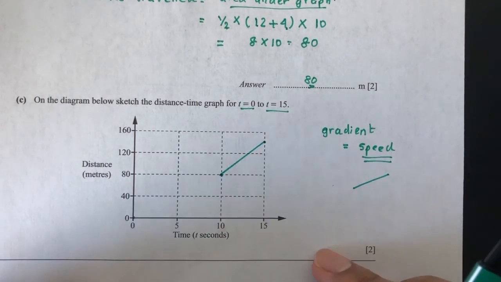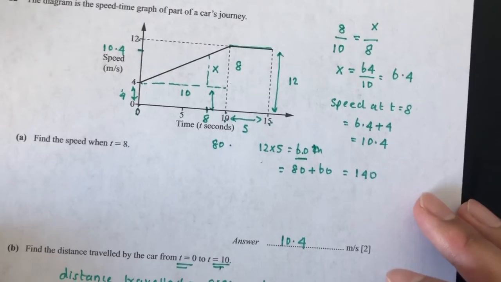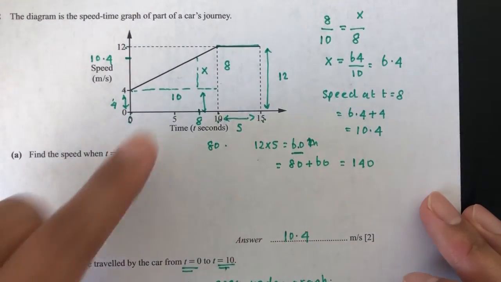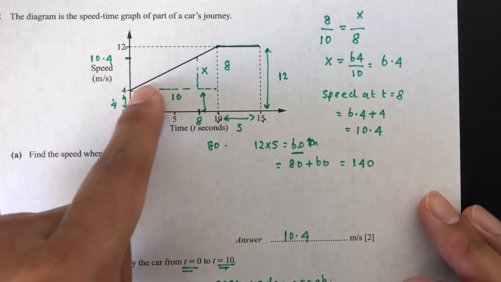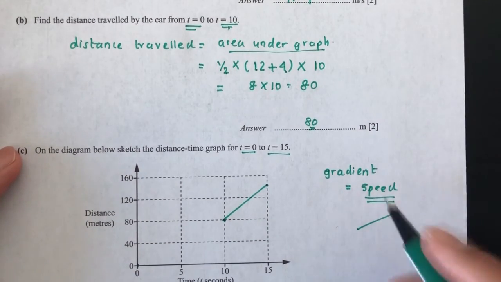So we have to look at the speed. As you can see, for the journey from 0 to 10, the speed was increasing, which means the gradient was increasing. It was not constant.